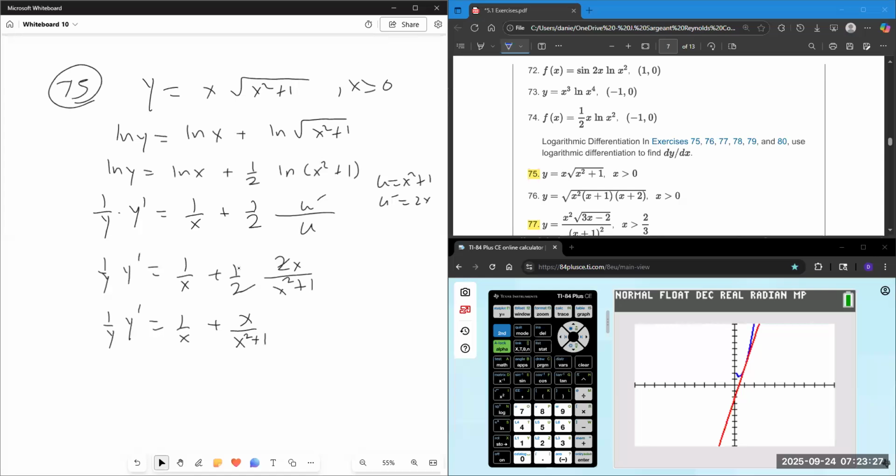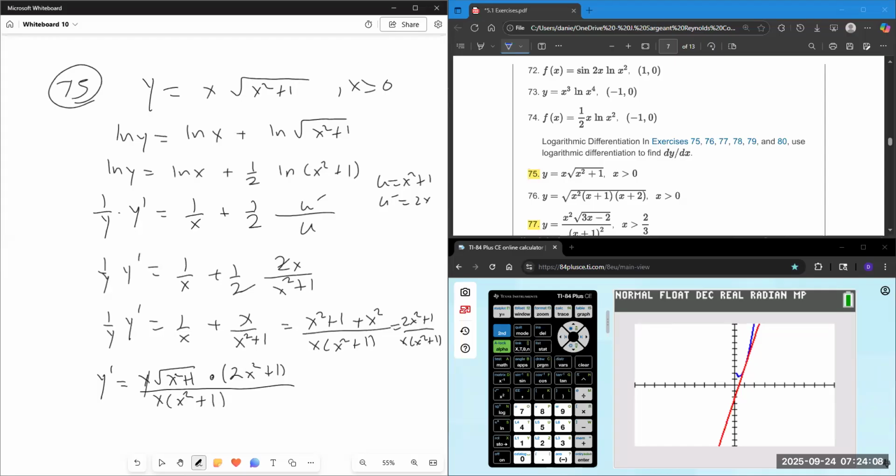And I might as well make my common denominator now. So this is x squared plus 1 plus x squared over x times x squared plus 1 is 2x squared plus 1 over x times x squared plus 1. And I'm not done because I still have y on the left-hand side. I need to solve for y prime. So this is y, x root x squared plus 1, times 2x squared plus 1 over x times x squared plus 1.